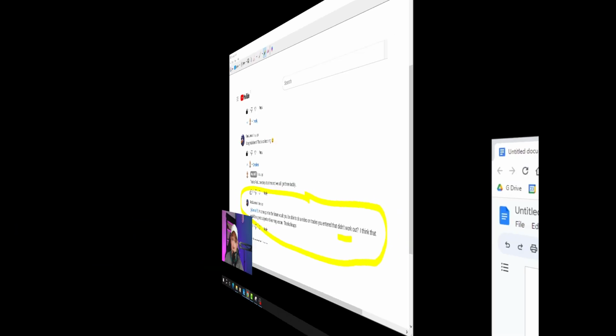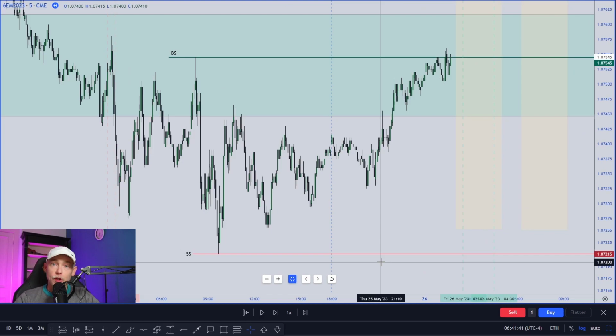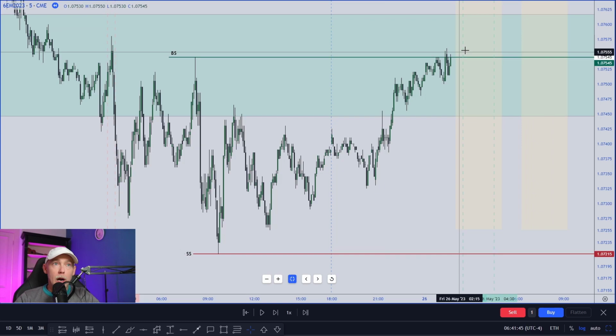So let's have a look at the charts. Right, so we're looking at a chart of the euro dollar, the 6E futures market here. And this is bar replay mode. So I'll show you exactly what I was looking at, where I took the trade and why it failed.